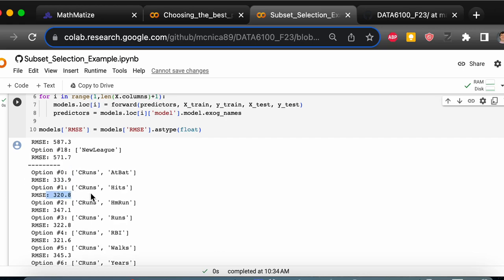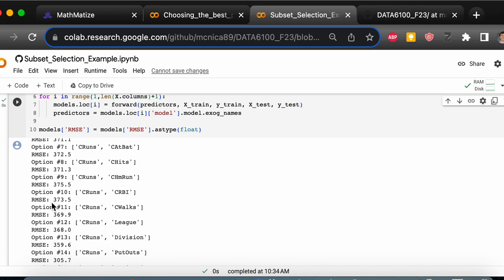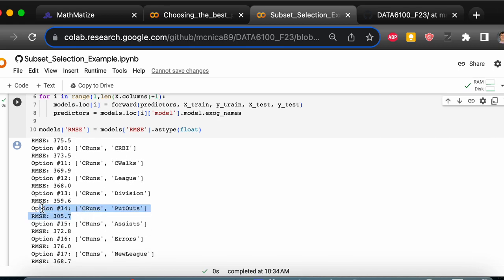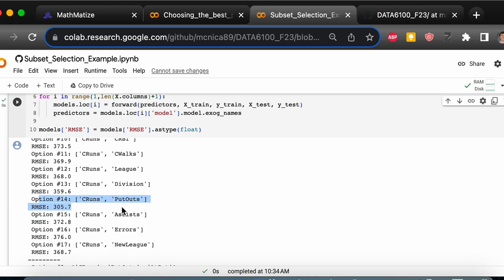333, and you'll see it's going down, right? 320. What's the best one? Is 320 the best? 320 the best. 305. Wow, that's great. Okay, 305. So if you do C runs and putouts, what the hell is a putout? I don't know. That's golf, isn't it? Putting? Okay, anyway. That's the best one.